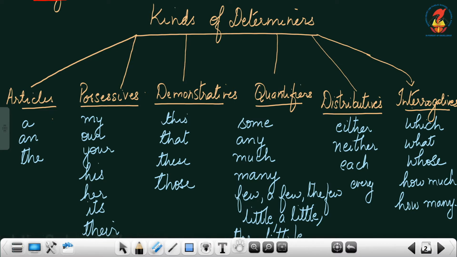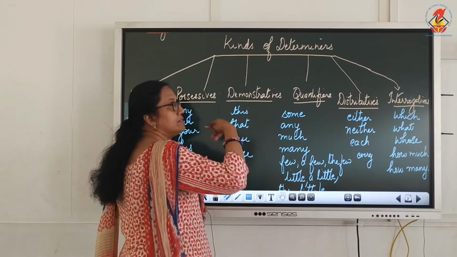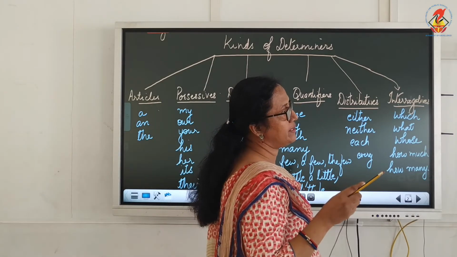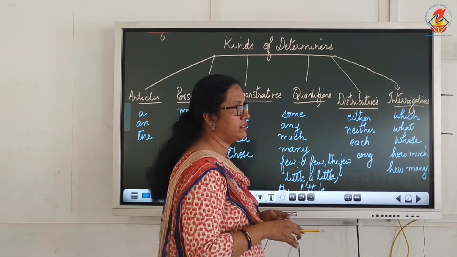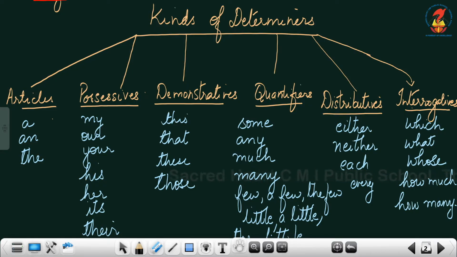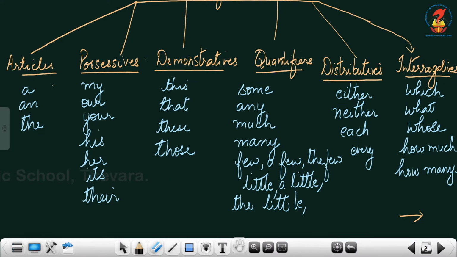This and that are used in the singular sense. These and those are used in the plural sense. This is used to indicate something that is close to you. That is used to indicate something that is far away from you. Then quantifiers. Quantifiers are nothing but the words which indicate quantity: some, any, much, more, few, a few, the few, little, a little, the little, and so on.